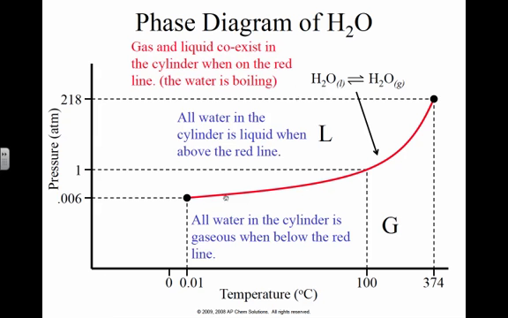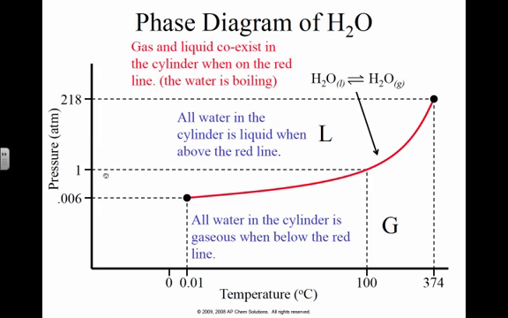Water, if you'll notice this line right here, this is your vaporization line, or your vapor pressure line. Gas and liquid coexist on the red line. So whenever you're on this red line, you are boiling. If you're above the red line, you're a liquid. If you're below the line, water will be a gas.